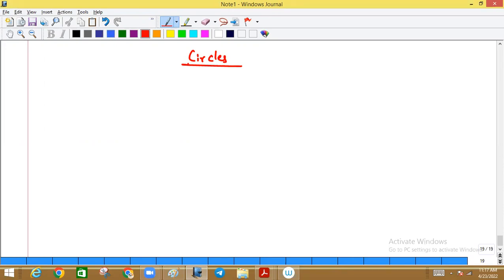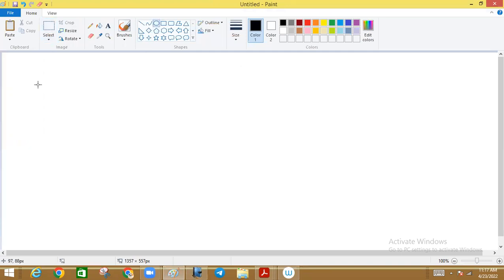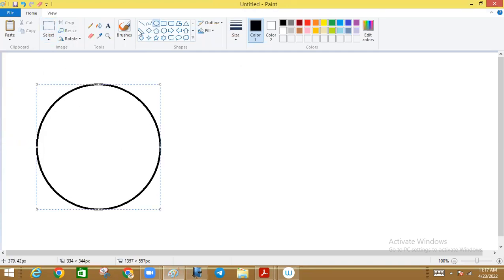See, a circle is a locus of all the points which are at a fixed distance from a fixed point. If you join all the points which are at a fixed distance from a fixed point, and you join all of them, what will you get? You'll get a circle. That fixed point is called the center of the circle. The fixed distance is called the radius of the circle. If you join any two points on the circle, it is called a chord of a circle.